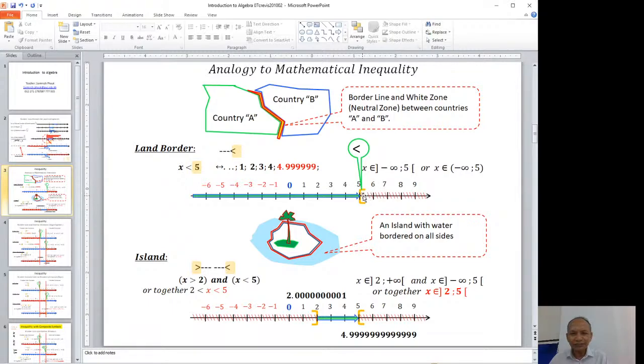5 doesn't belong to us, doesn't belong to the country A. Here 2 doesn't belong to us.